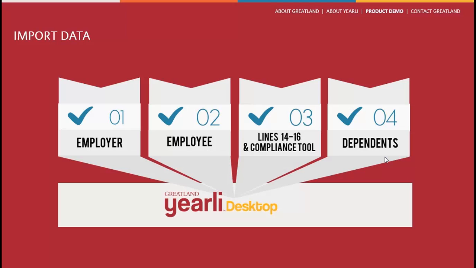When you bring in your data, the Excel template lays it out in a straightforward format: employer data, employee data, offer of coverage for lines 14 and 16 on the 1095C, and dependents if applicable.